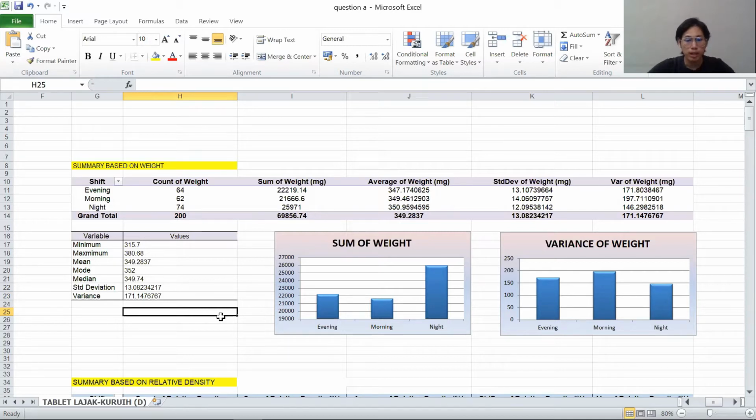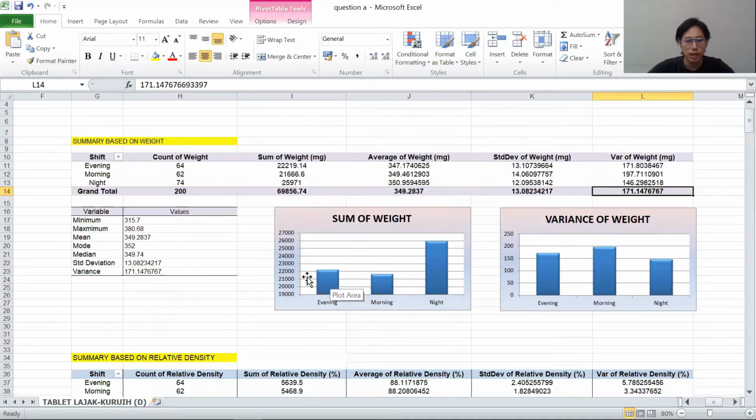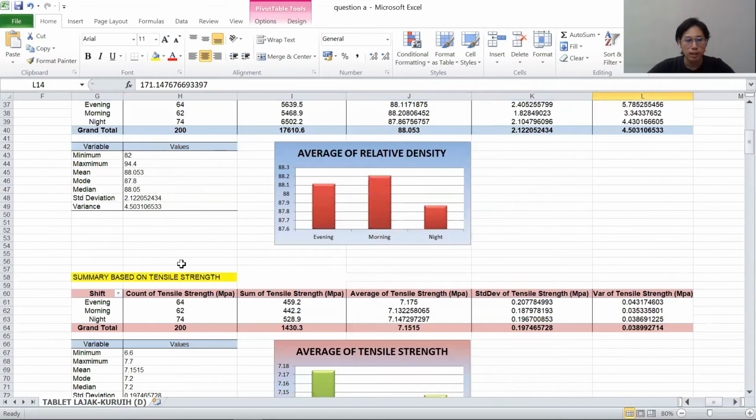As we can see in what I shared with you right now, the variance based on weight is the same as the total in the numerical form. For example, the variance in the tabular form is 171.15 and the variance of weight in the numerical form is 171.15 also. This is also the same explanation for the relative density and for the tensile strength.